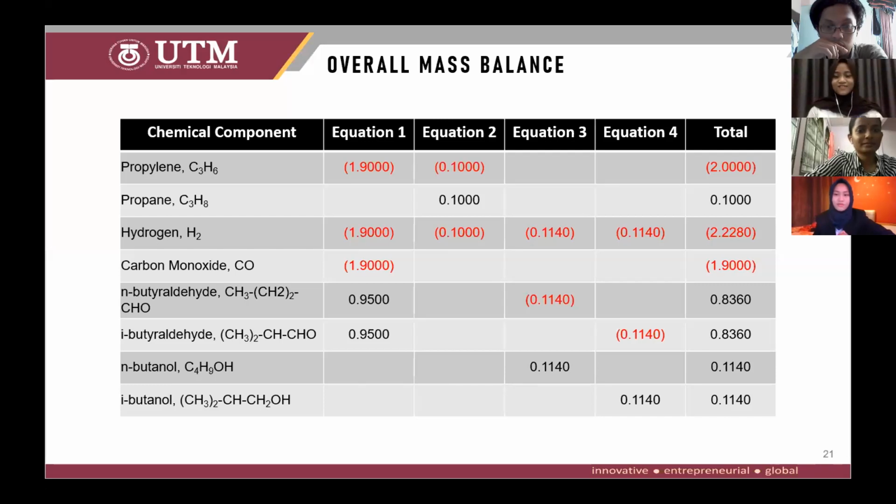Okay. So as you can see, after we total up the four chemical equations, we get the total stoichiometric coefficient for each of the chemical components. So what is meant by this table is for every 2 moles of propylene consumed, we are able to produce 0.836 mole of I-butylaldehyde, which is our main product. So this is for the overall mass balance, while for the mass balance for each unit, we are using the extent of reaction method. Okay, next.